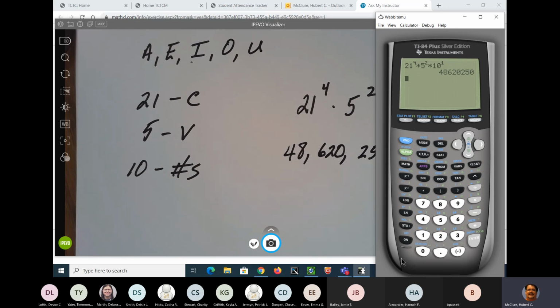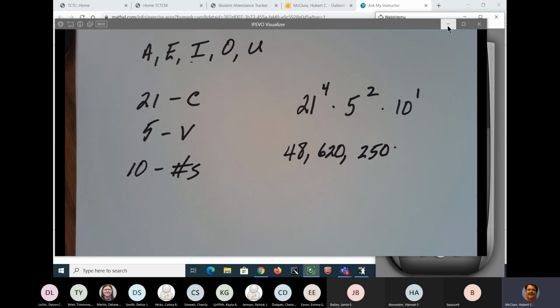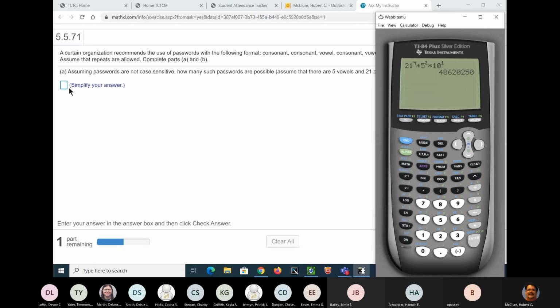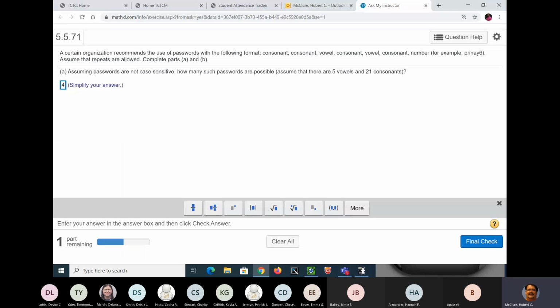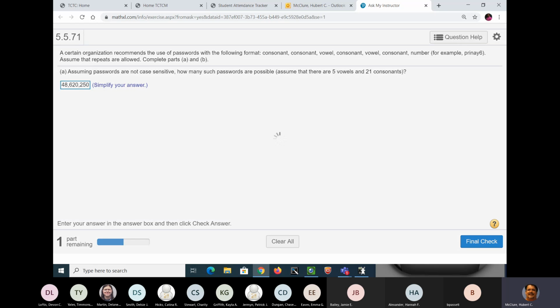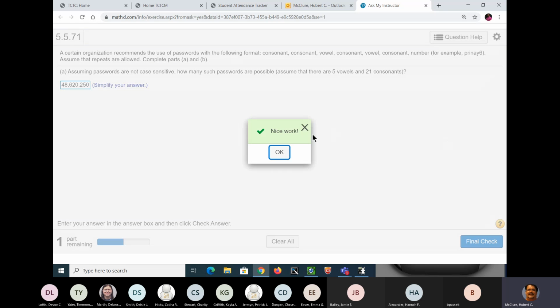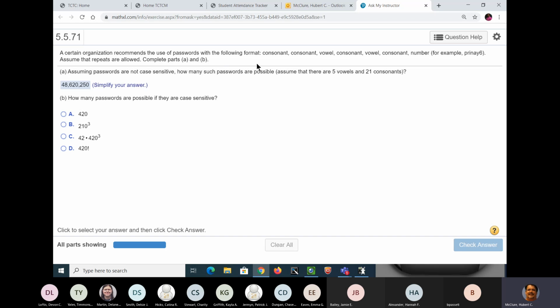Now it said to simplify your answer. 48,620,250. And that's it. Now that's a test question because I told you about the alarm and the license plate. Okay, we went over that one. So that's pretty straightforward too. Okay, how many passwords are possible if they are case sensitive?